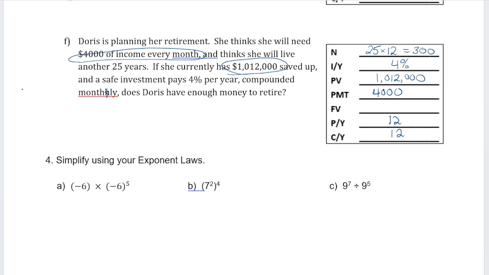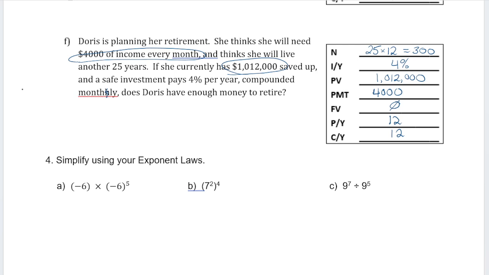Well, no, we're thinking she wants to start with this money and end with nothing, so that's nothing. So we have the whole table filled in. So how do we check if she has enough money to retire? Well, we can solve for any of these values, right? And see if there's enough. We could solve for FV and see what happens at the end, but there is one mistake here that I hope you caught while we were going.